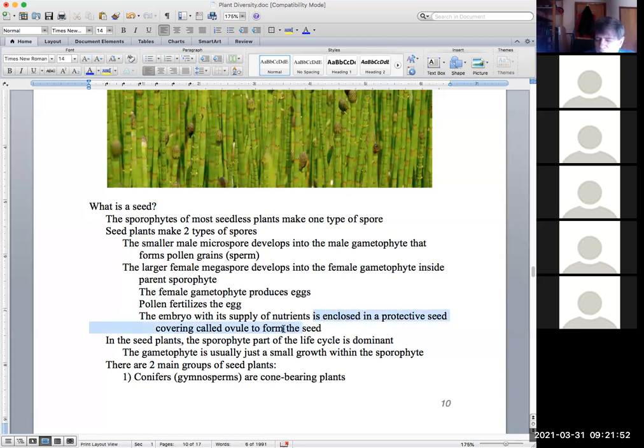And around this is a seed covering called the ovule. And basically, when we get to the edge of the ovule, that's the end of the seed. So when you look at an ovule and everything inside it, that's a seed. Now, in many groups, there's some more tissue outside that ovule, and we'll talk about that later.